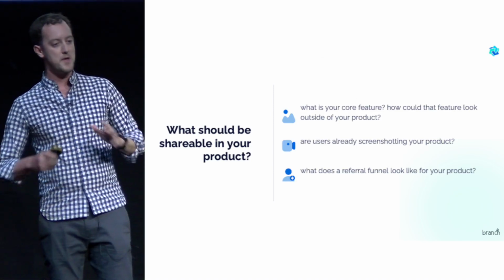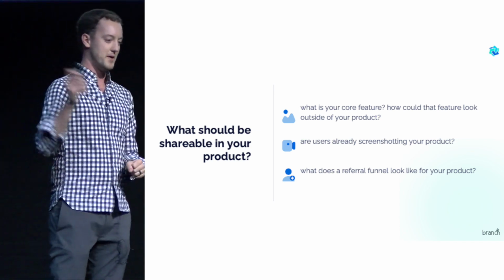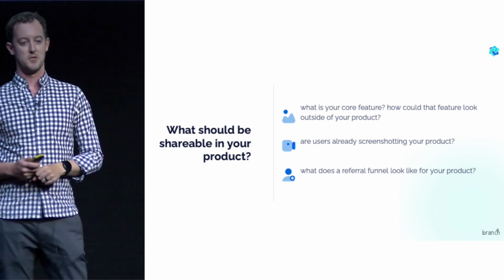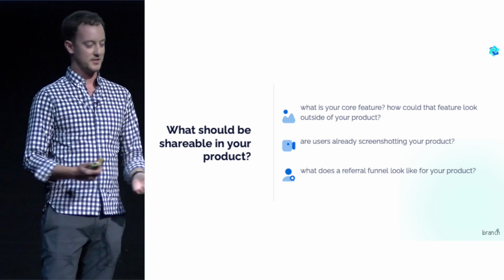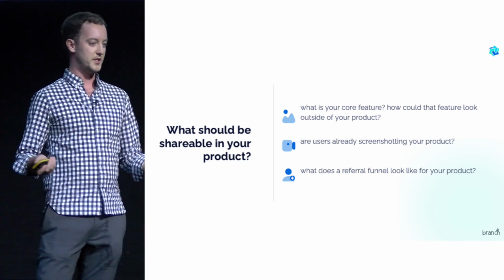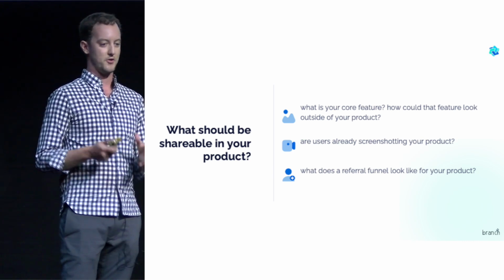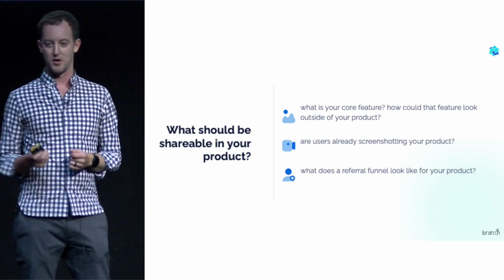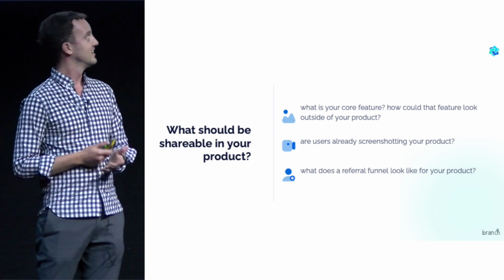So at this point, you're maybe saying, all right, Jason, I get it, I'm into it, we're gonna make more things shareable on our app. How do we do this? Well, 3 things you should be thinking about. What is your core feature? Like, what is your app all about, your product all about? Make that shareable. It's a pretty simple idea.